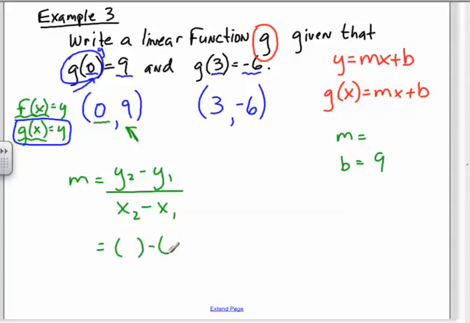Now I'm going to put in my parentheses here because I always like to do that so I don't get mixed up with my signs. And I usually go from the one on the right backwards. So I do negative 6 minus 9 and 3 minus 0. You could go the other way. You just need to make sure you go the same way each time.